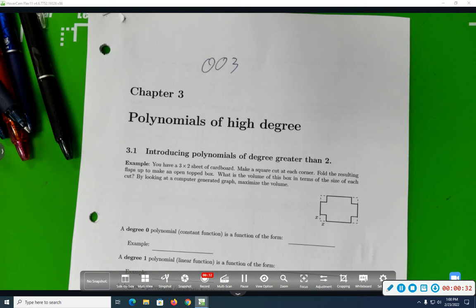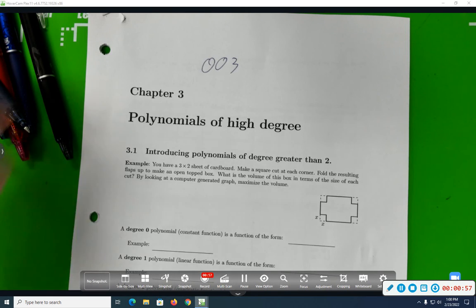So you need to deal with other functions than just those. And that's what we're going to start in on today. And here's an example of where a polynomial of degree greater than 2 appears just in the wild. Suppose you have a 3x2 sheet of cardboard. You would like to cut a wedge out of each corner and fold things up to make a box.